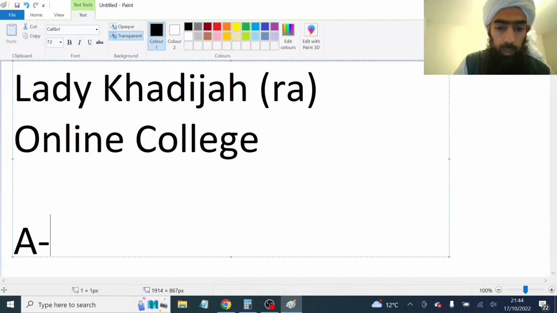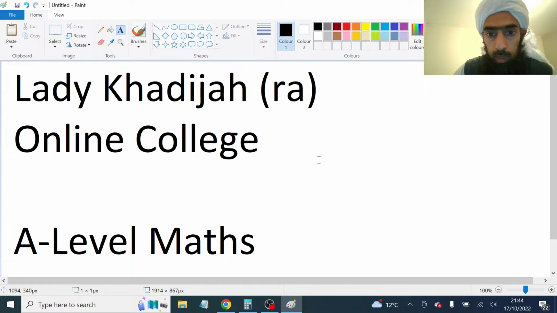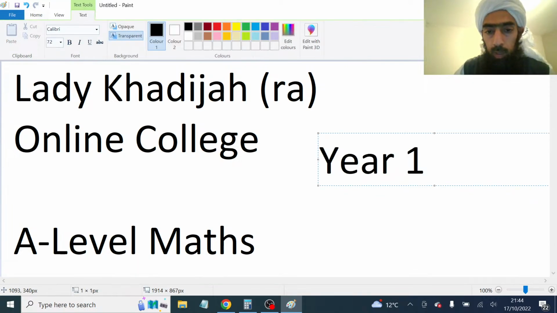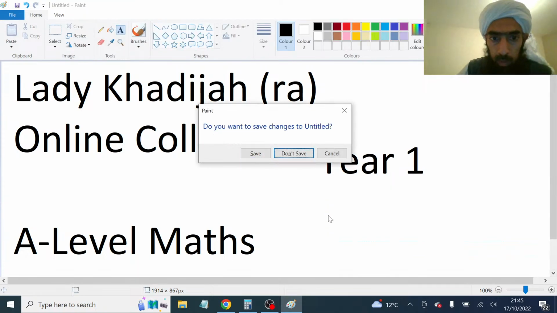This is A-level maths. This is pure maths and it's year 1. Following the Edexcel syllabus for year 1 UK and IAL International A-level.